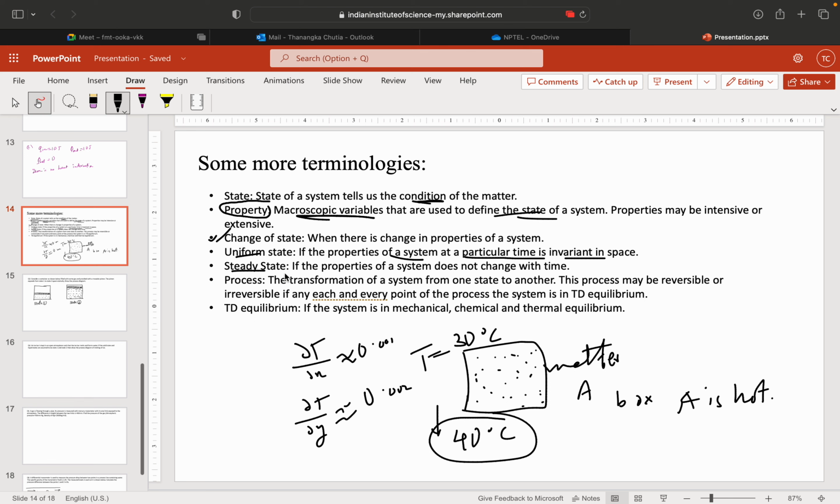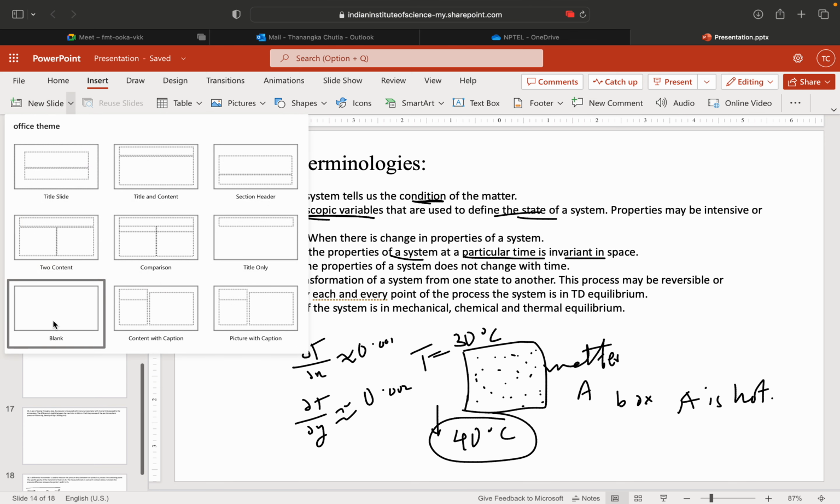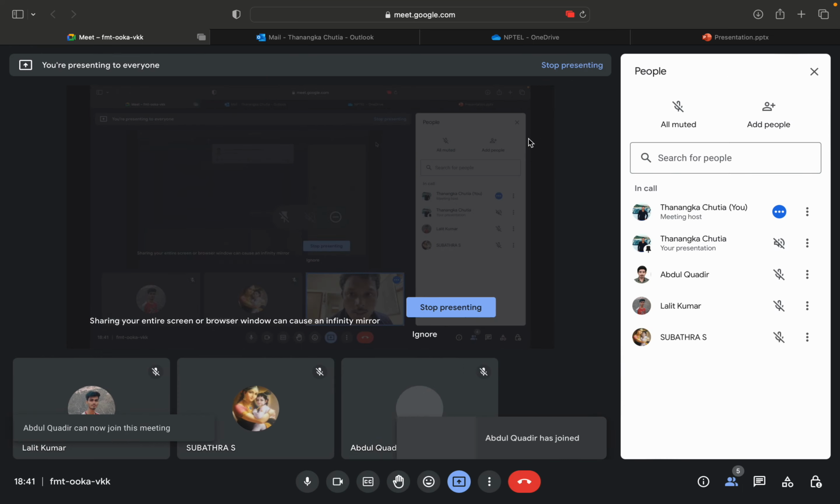Okay, now process. See, it is going from 30 degrees Celsius to 40 degrees Celsius. Let me draw it, then you will understand. Imagining is a bit difficult at this stage. You have to do a lot of thermodynamics if you want to imagine.